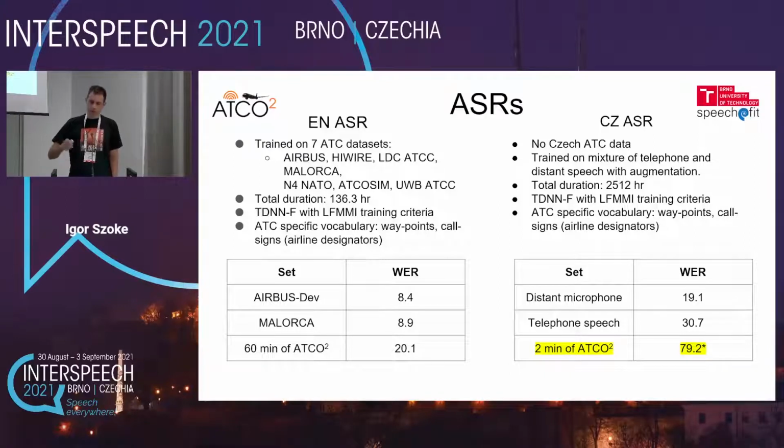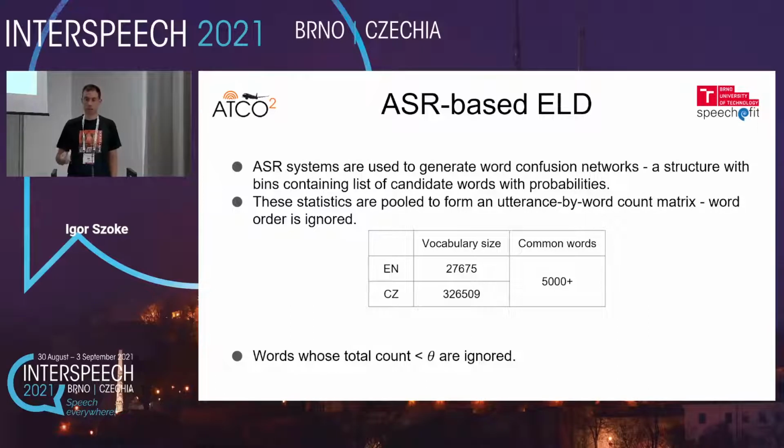And to compare with, we also used a Czech ASR, which is quite a good, state-of-the-art one, and you can consider it an off-the-shelf ASR, but this ASR was not adapted on the ATC domain. What we did, we just plugged in a few thousand words from the ATC domain, like the alphabet and airline designators. That's all. No language adaptation, no acoustic model adaptation. And you can see we achieved an 80% word error rate on ATCO² data. So this ASR has no clue how Czech ATC speech sounds.